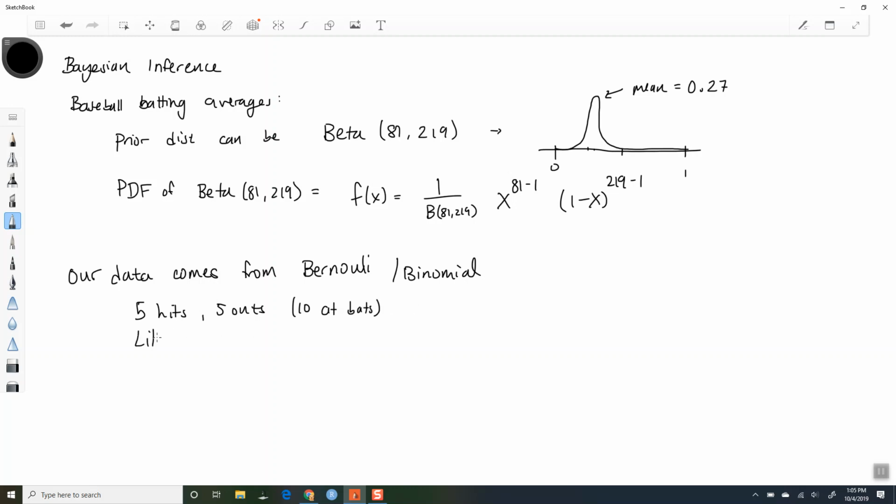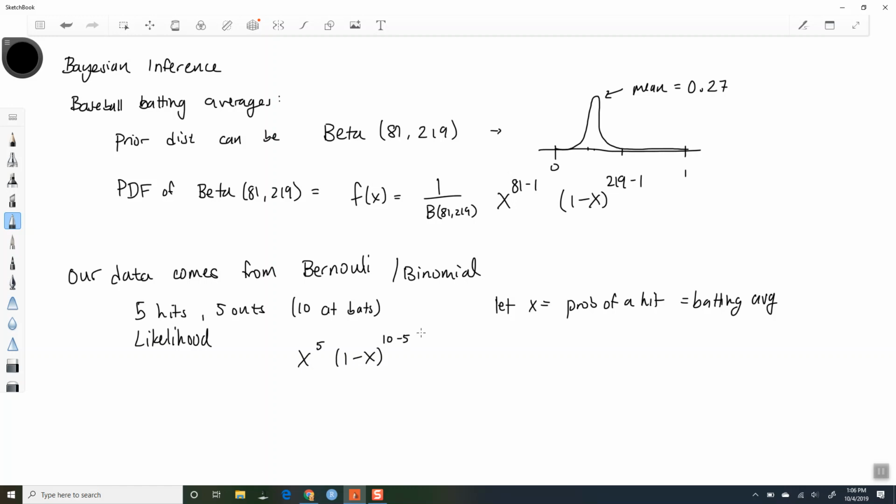then the likelihood is going to be x to the 5, where I'm going to let x equal the probability of a hit, which is basically the same thing as a batting average. There's a subtle difference there, but for simplicity, we're going to say the likelihood of getting this data is going to be x to the 5 times 1 minus x to the 10 minus 5, which is also 5.